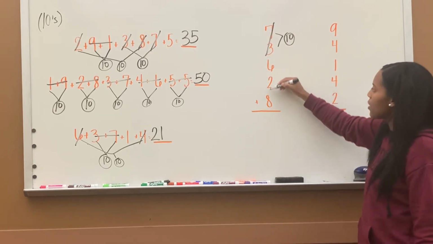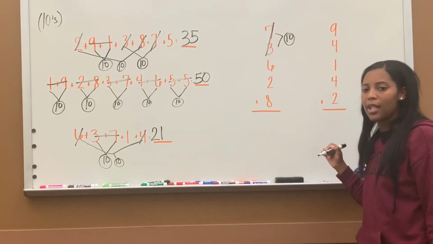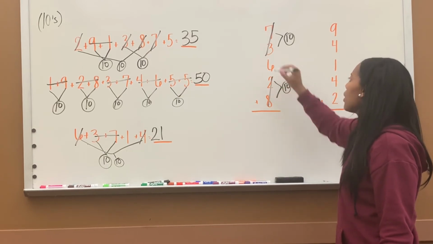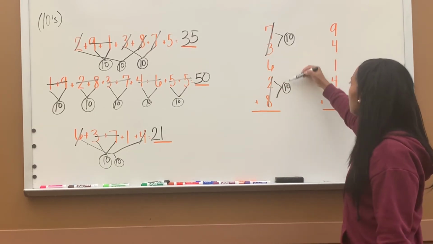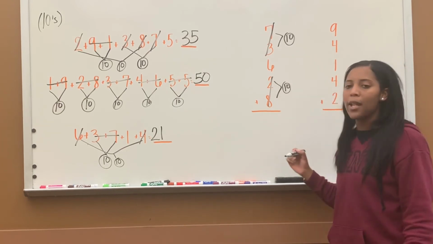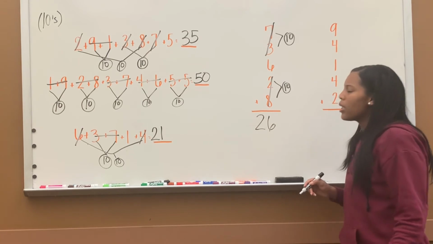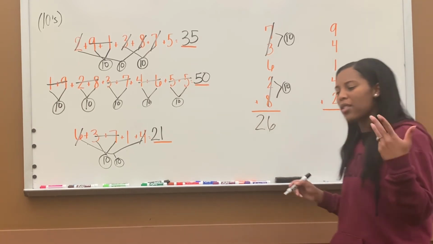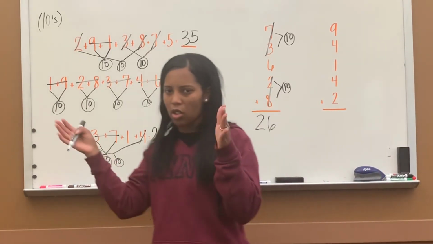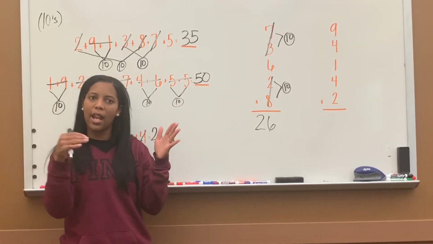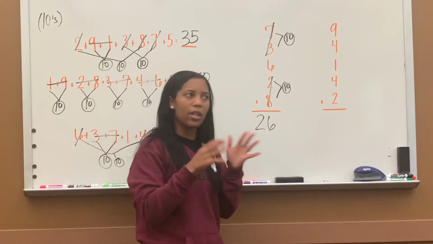We have 6 plus 2 plus 8. Any of those equal 10? 8 and 2 make 10. Cross it out. We only have a 6. So 10, 20 plus that 6 makes it 26. Once you get your 10s, whenever you have a single digit, it should be easy to just apply. So if you have like 30 and then a 5, that's 35. You just add that single digit into that 10.